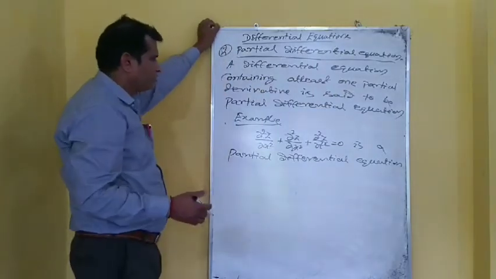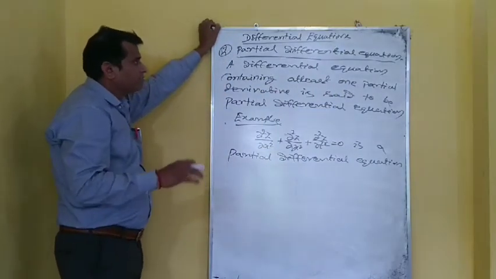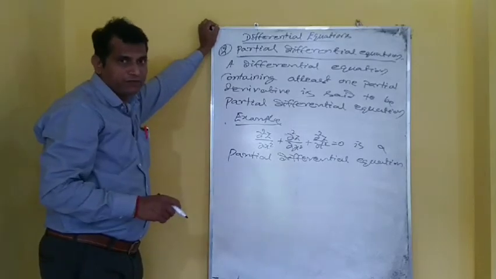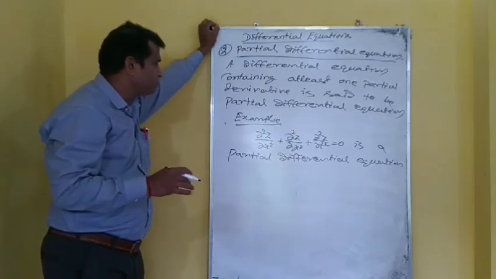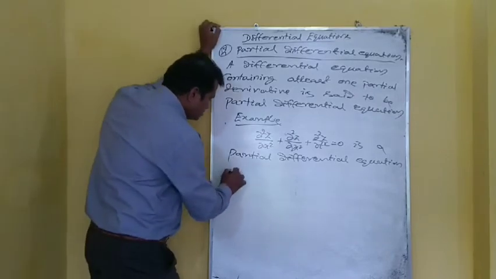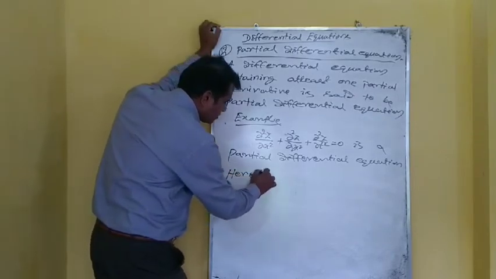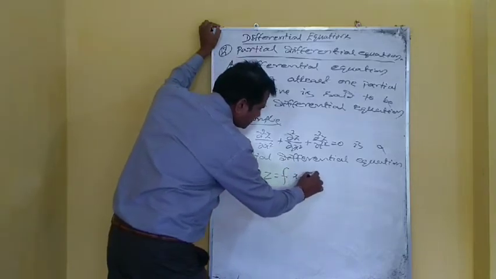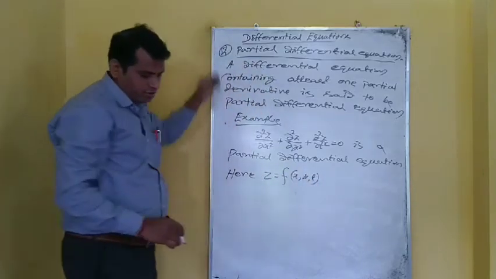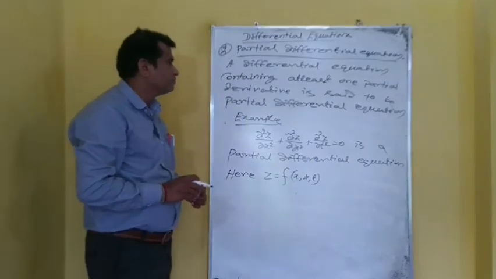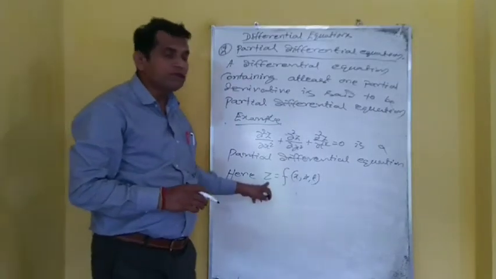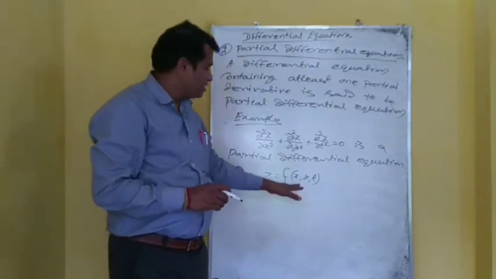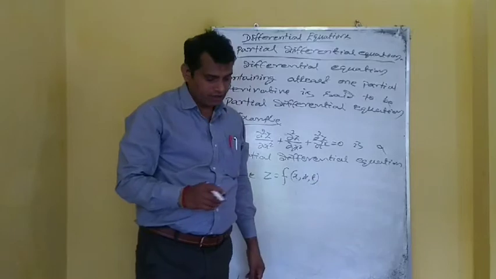Okay. Another way we can say that the differential equation in which more than one independent variable is involved is called partial differential equation. Here z is a function of x, y, t. Here z is the dependent variable and x, y, t, three variables are independent variables.